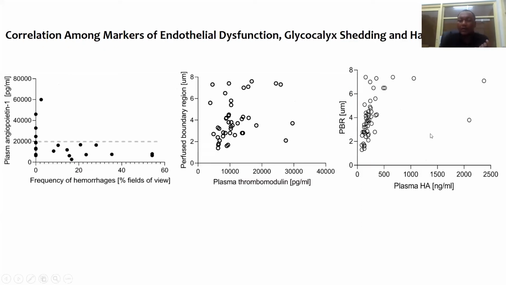Also, there was a correlation between endothelial dysfunction, glycocalyx and glycocalyx markers, and hemorrhages. We saw that plasma protein 1 could predict hemorrhage frequency. At 20 nanograms, we saw that the hemorrhages started to appear. Also, the perfused boundary region correlated with plasma hyaluronic acid, meaning that what we saw in the videos, that the PBR was increasing, was also reflected in the plasma by the increase in hyaluronic acid.